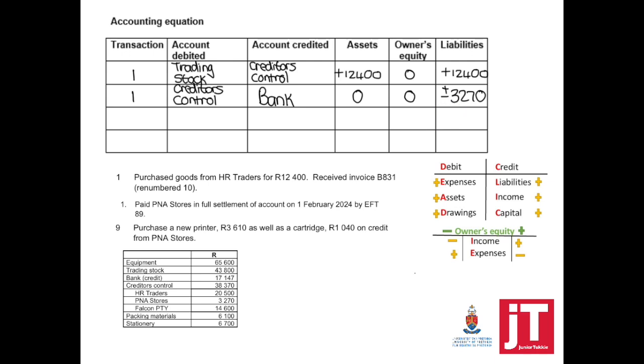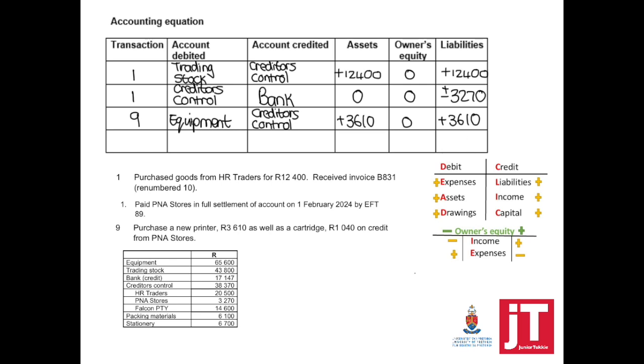On day 9, purchase a new printer, 3,610, as well as a cartridge, 1040, on credit from P&A stores. So the first entry that we're going to enter, if a purchase is made on credit, it means creditors control is credited. We've purchased a printer, which is shown as equipment. Equipment is regarded as an asset which will increase, and our liabilities will increase.